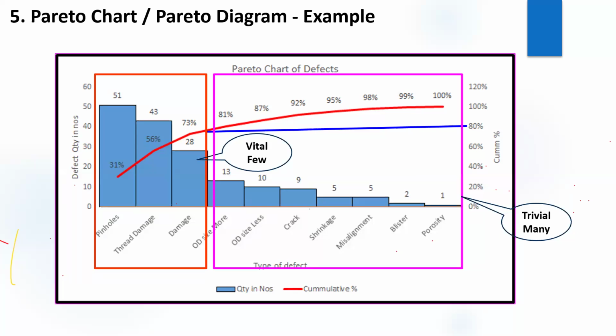Who invented Pareto principle? Wilfredo Pareto. Was he a quality guru or an economist? Economist. He was an Italian famous economist. And what was his observation? 20% of the population has 80% of the wealth. Is it applicable to India as well? Yes, of course, it is applicable.